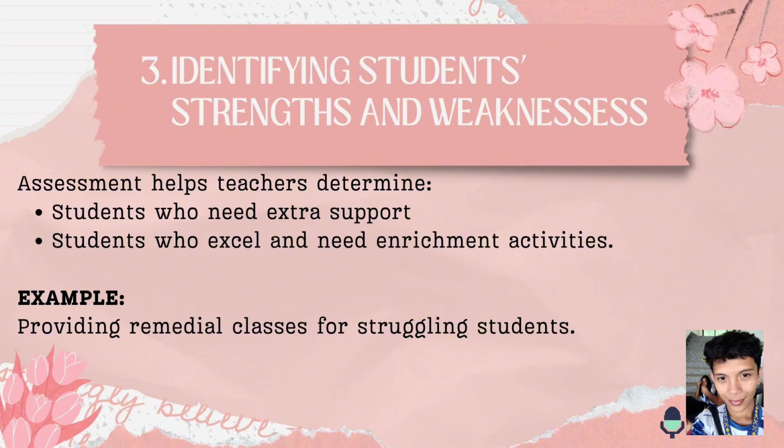For example, students who get high scores in exams may be very good in that subject. So these students can be given more challenging or advanced activities to improve further. On the other hand, students who get low scores may need extra help. The teacher can provide remedial activities or additional practice. By identifying strengths and weaknesses, teachers can support every student properly. This ensures that no student is left behind and everyone has a chance to improve.